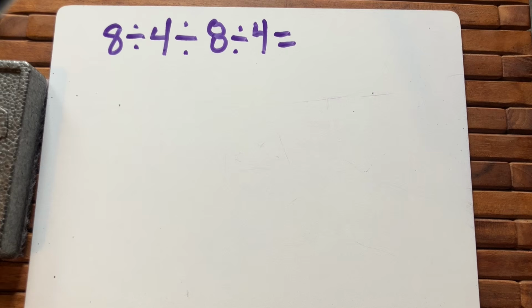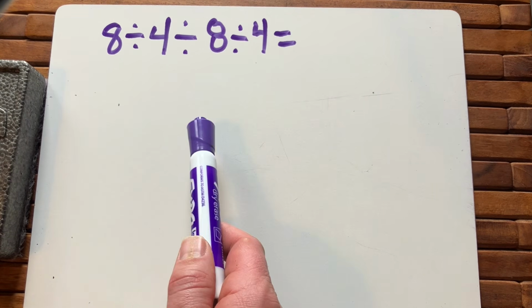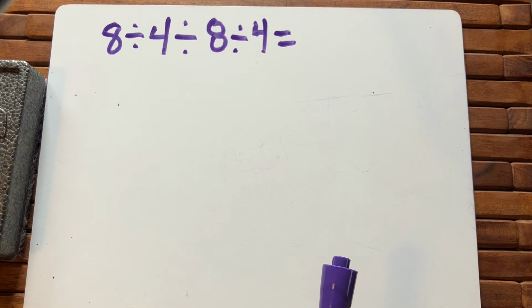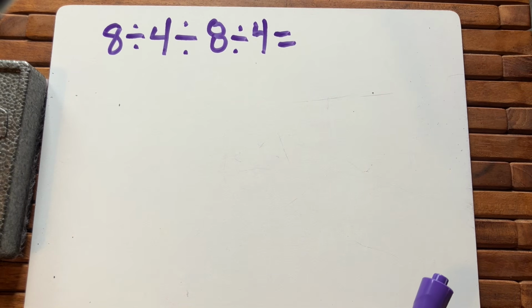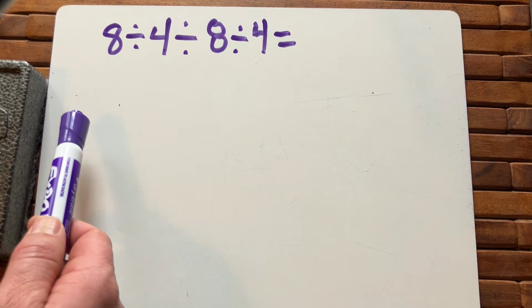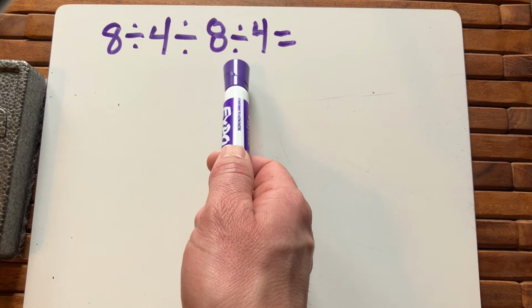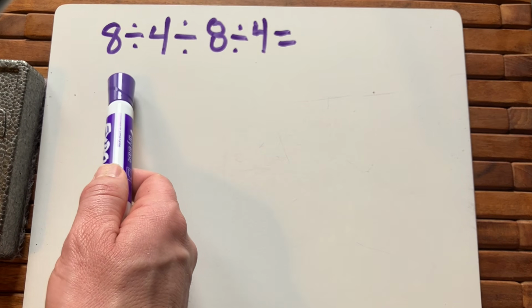To solve this equation properly, we need to look at the order of operations. Now, the only operation in this equation is division, so that makes it easier. We do have to make sure we start on the left and go to the right. We can't start dividing here or here. It must be here.